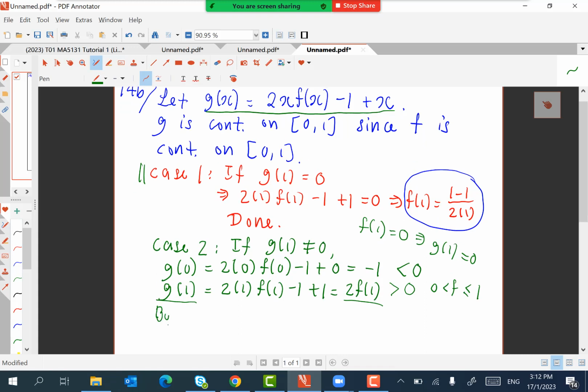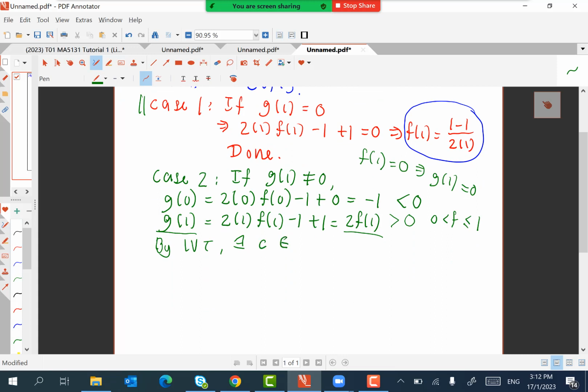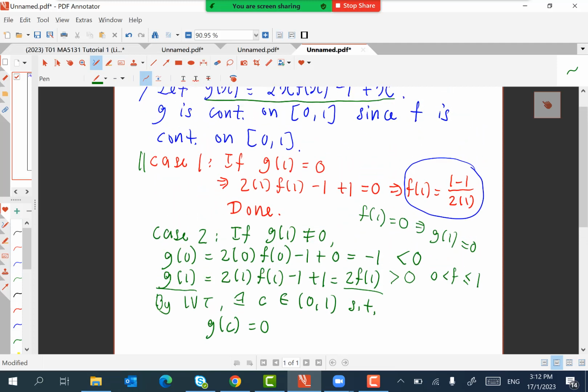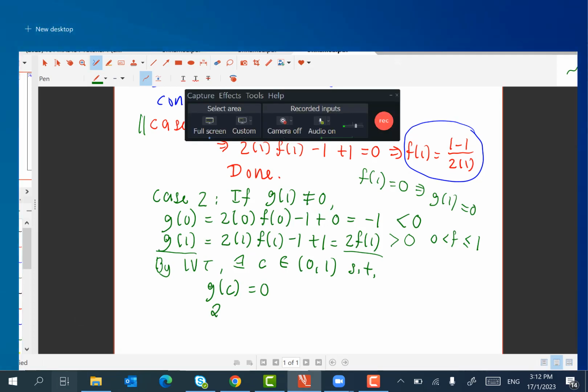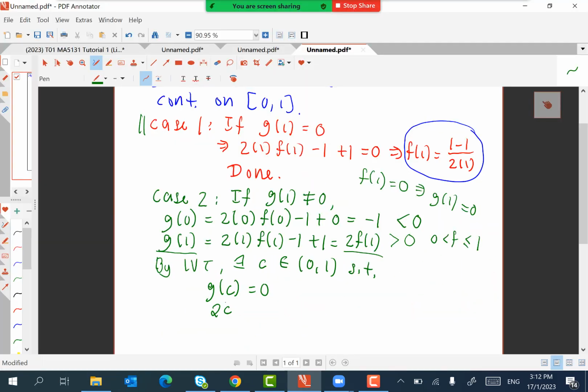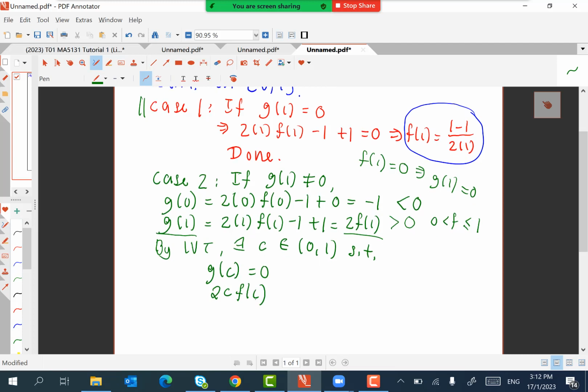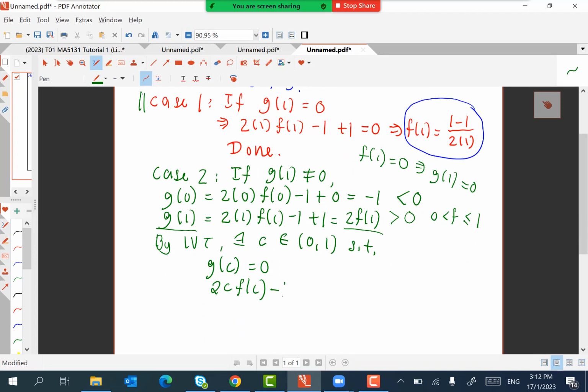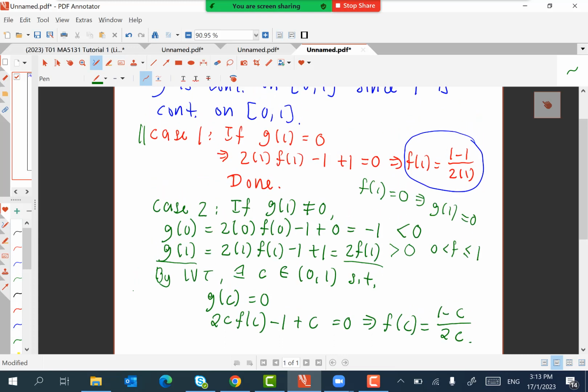So then by IVT, there exists c in this interval 0 to 1 such that g(c) is equal to 0, and then this becomes, what's our g(x)? 2c f(c) minus 1 plus c is equal to 0, and this again gives me f(c) is equal to (1 minus c) over 2c. And then by this, on case 2, we are done with the proof.